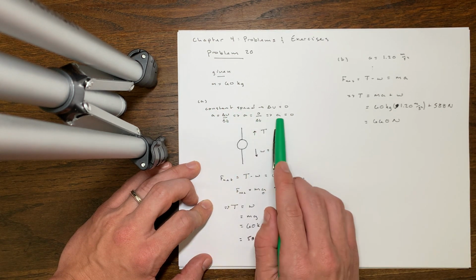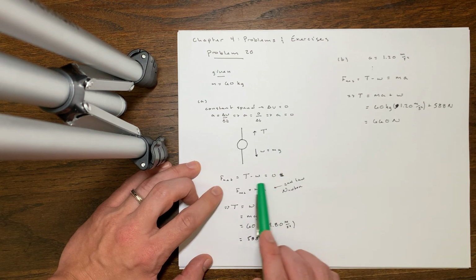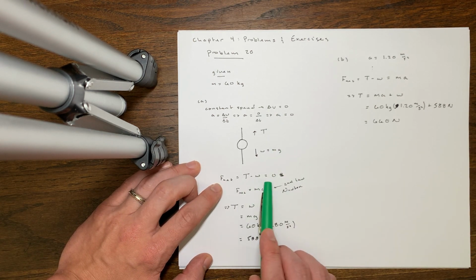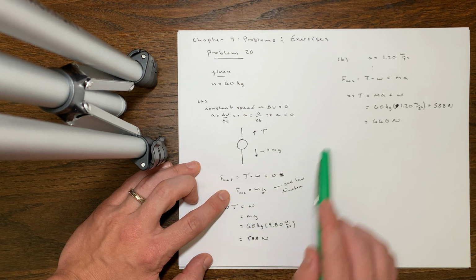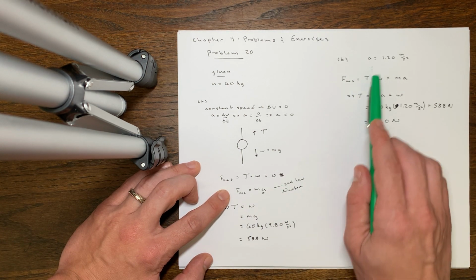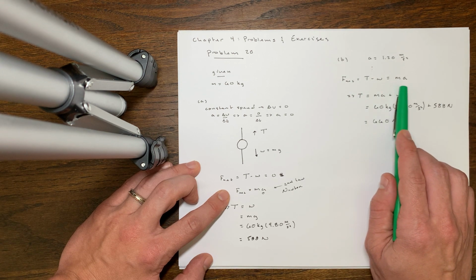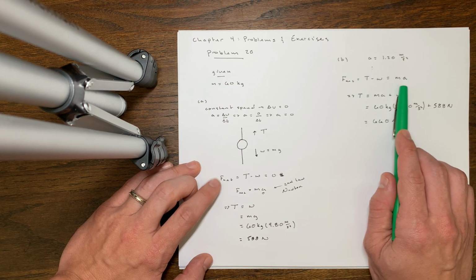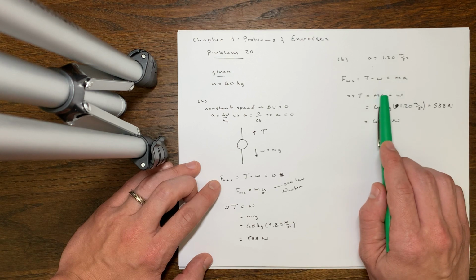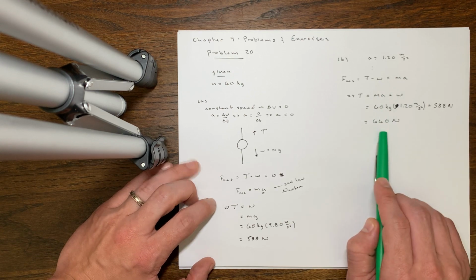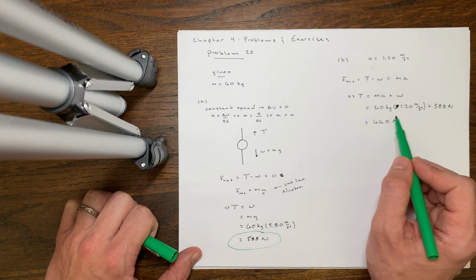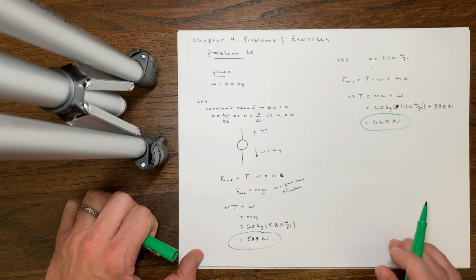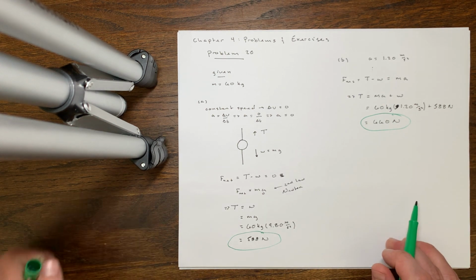Just remember the main important part here: in part A, we were given a constant speed, which means the acceleration was 0, which gave us this relationship regarding Newton's law. Then in part B, there was an acceleration, so we had this equation instead, where we had to incorporate the acceleration. So 588 newtons for the first part, and then 660 newtons for the second part. And that's it.